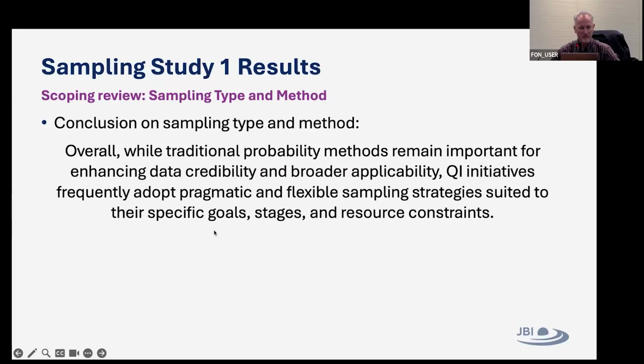In terms of type and method as well, what we saw overall and concluded from that literature was statistical methods are still important for enhancing data credibility and promoting broader applicability of that knowledge. But while that remains true in larger, more nationally framed types of opportunities and programs, QI initiatives tend to be pragmatic and flexible and pick sampling strategies related to goals, stages, and resource constraints.